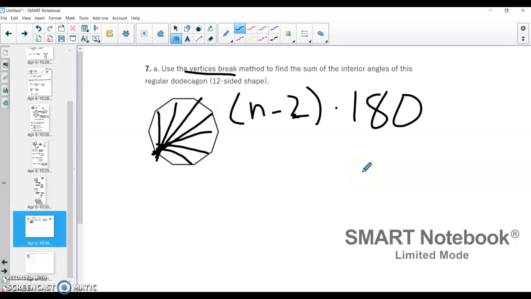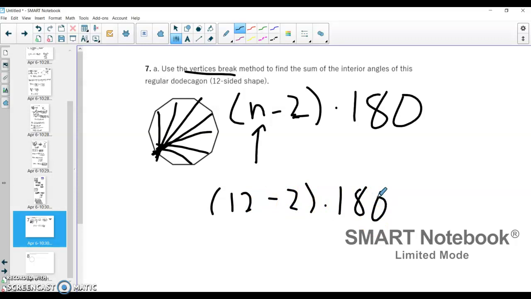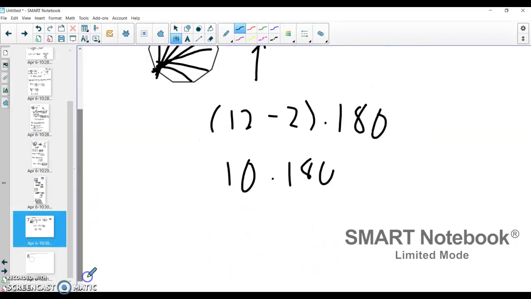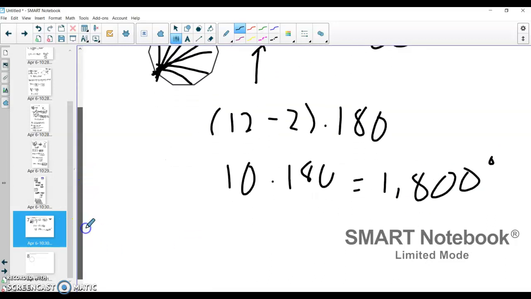Now, when I calculate this out, this is a 12-sided shape, and so I need to plug in 12 for n, which gives me 12 minus 2 times 180, and that gives me 10 times 180, and 10 times 180 gives me 1,800 degrees is the sum of all the interior angles using the vertice break method here.